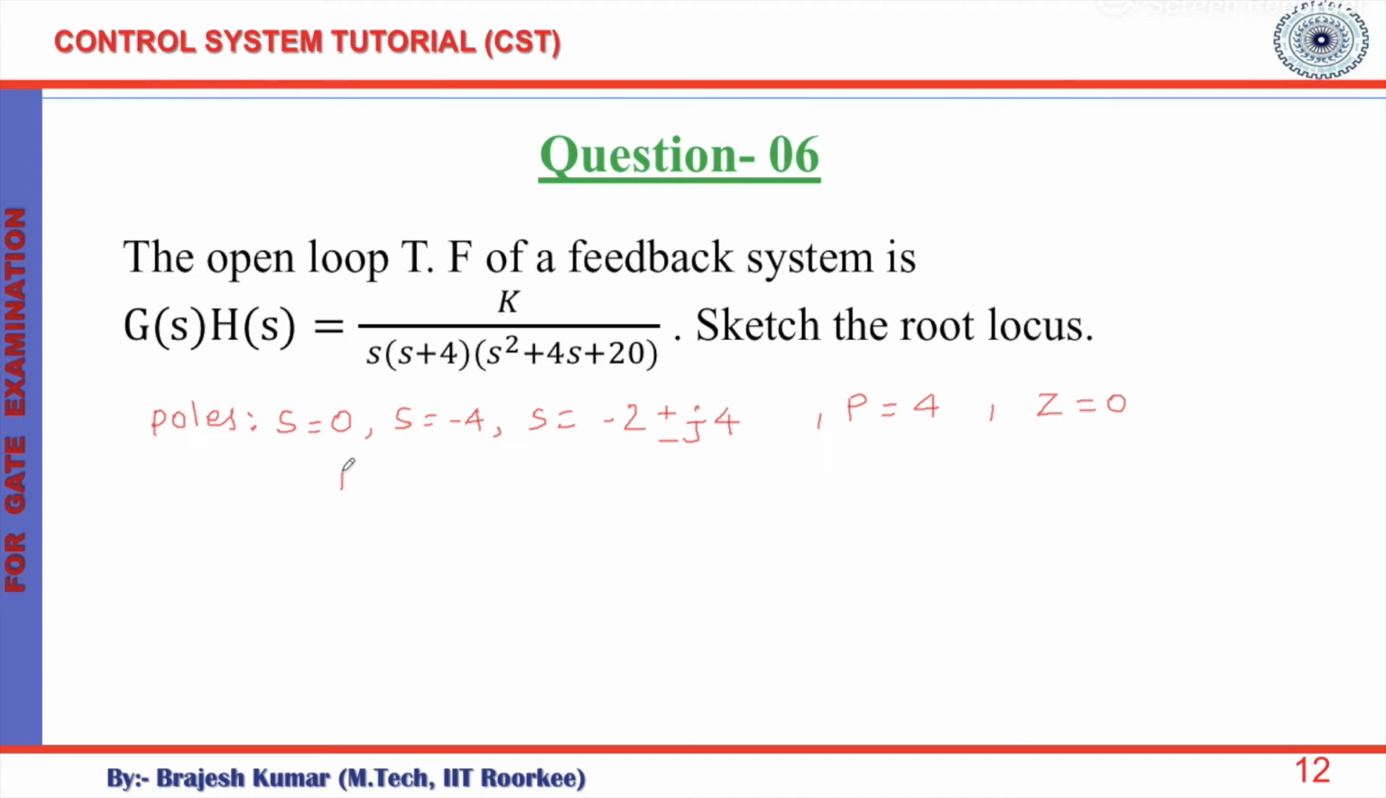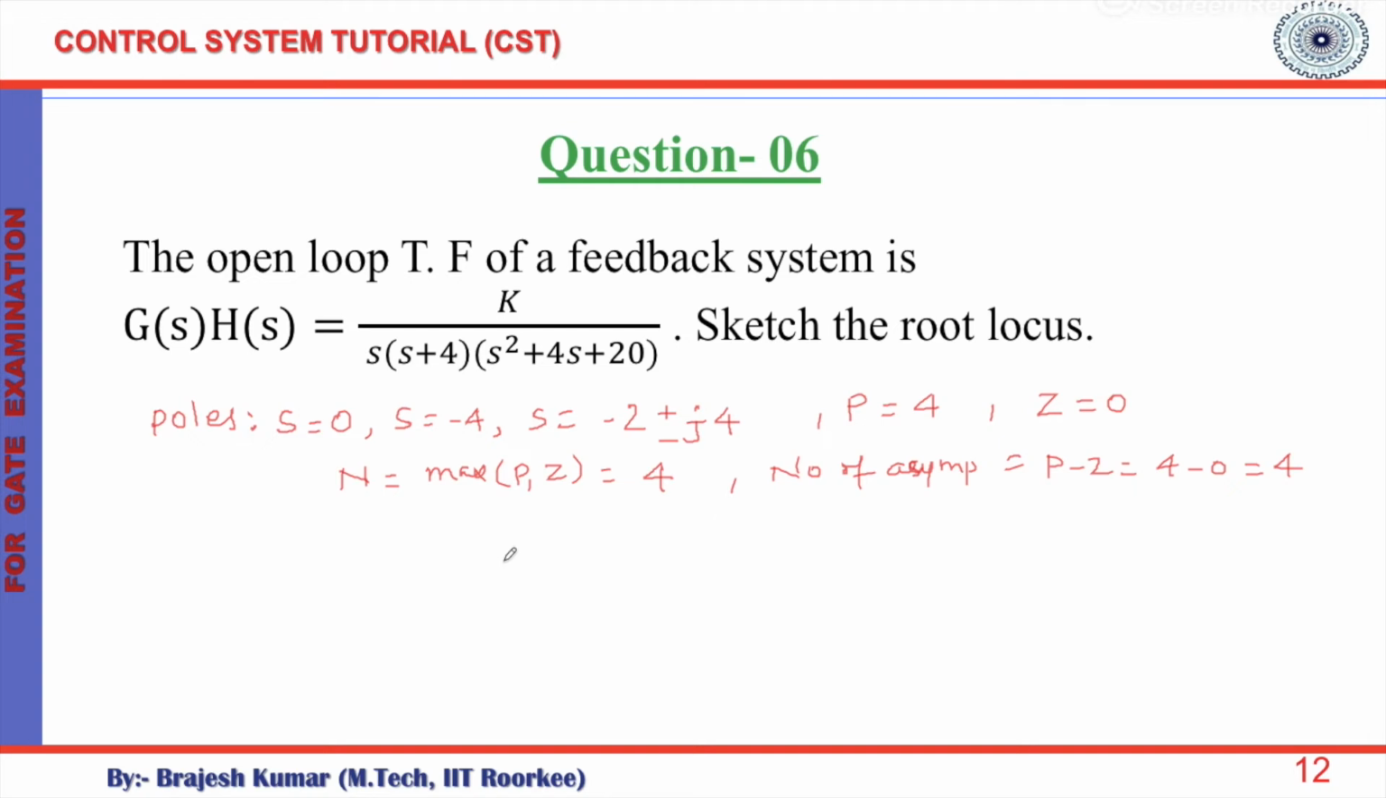And hence the number of branches of the root locus, which is the maximum of P and Z, will be equal to P, that is 4. And the corresponding number of asymptotes will be equal to P minus Z, that is 4 minus 0, that is 4. Clear? So we are having 4 asymptotes.